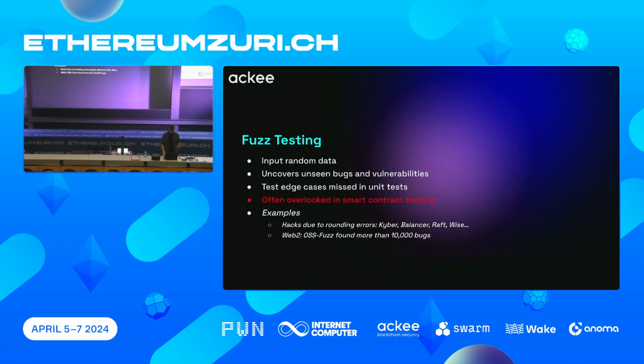One example from the Web2 world: there is a Google project called OSS-Fuzz. It tests several open source projects with fuzz tests, and these projects found more than 10,000 bugs. Developers are clever, developers are smart. However, they often miss some edge cases, and this is a problem.